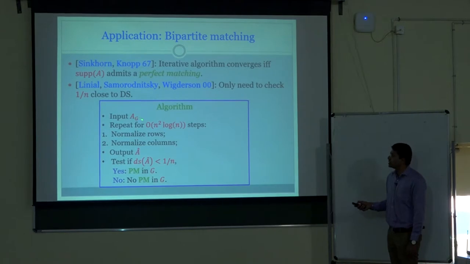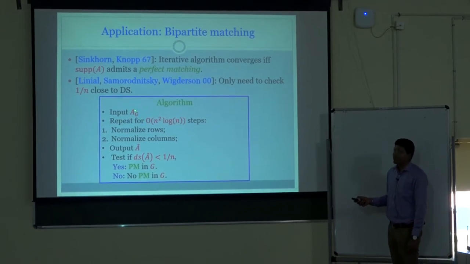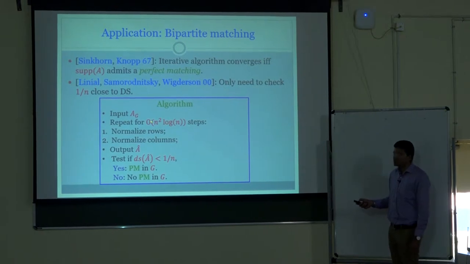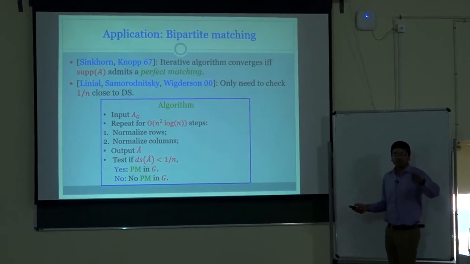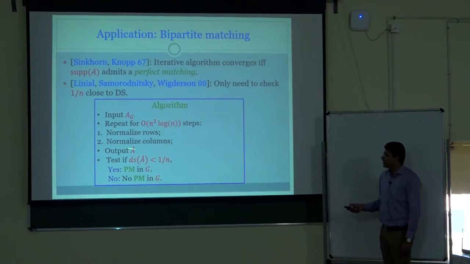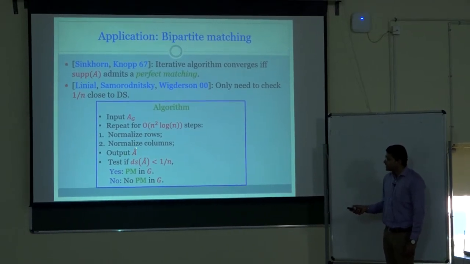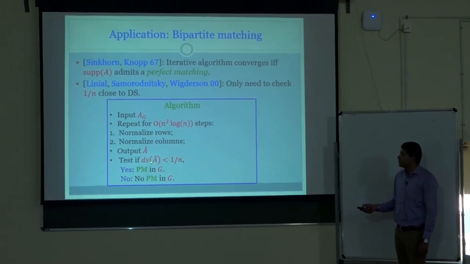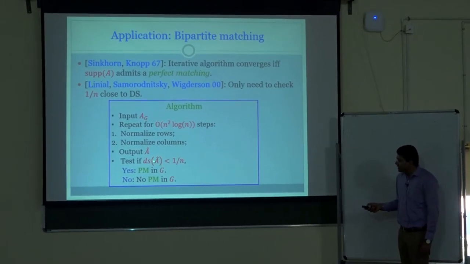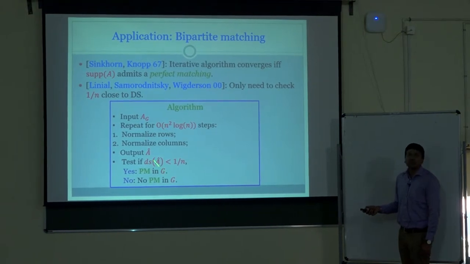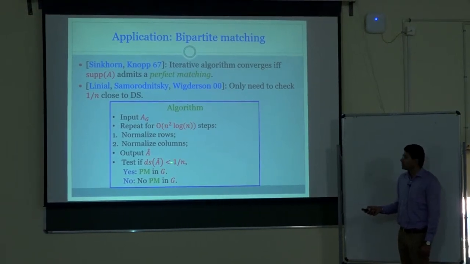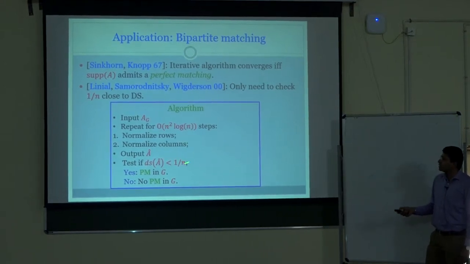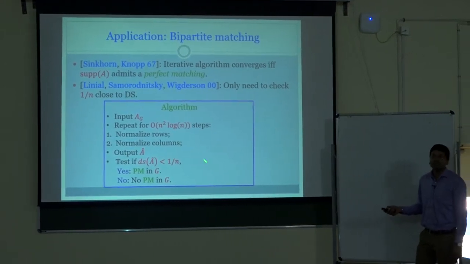You encode it as a bipartite graph G, you take its edges as a matrix A_G, and you repeat for roughly n squared steps: normalize rows, normalize columns, normalize rows, normalize columns. Finally, you get some output A. If this output A is close enough to doubly stochastic in some specific metric, then you declare that the graph has a perfect matching, otherwise not. This is a very simple algorithm. The running time is roughly n cubed to decide if a graph has a perfect matching.